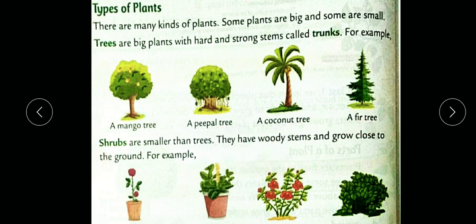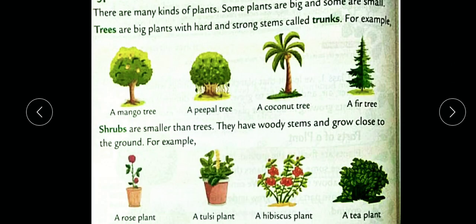Next, shrubs. What are shrubs? So shrubs are smaller than trees. They also have woody stems, but they have weak stems in comparison to trees. Okay. They grow close to the ground. For example, a rose plant, a tulsi plant, a hibiscus plant, a tea plant.